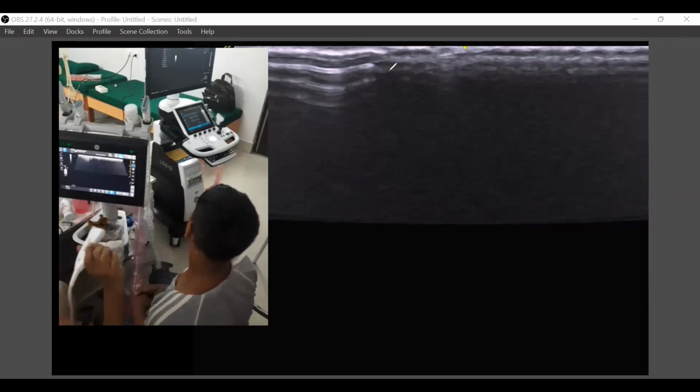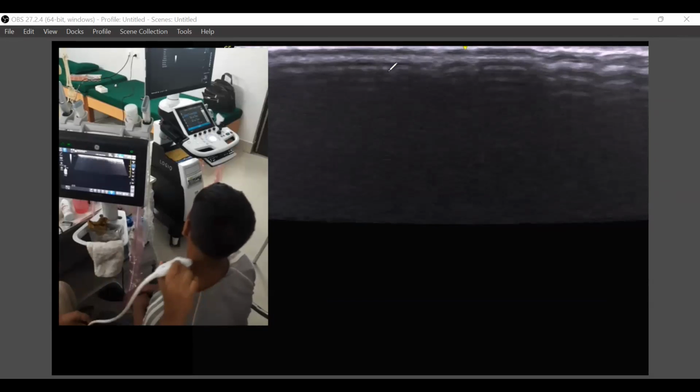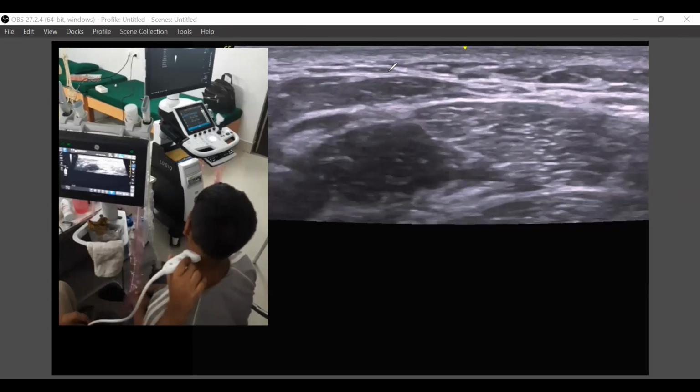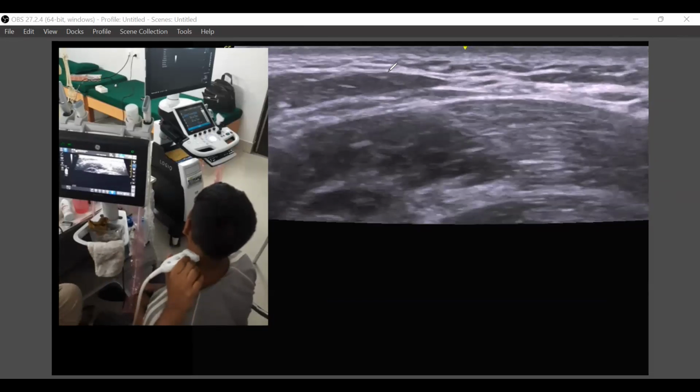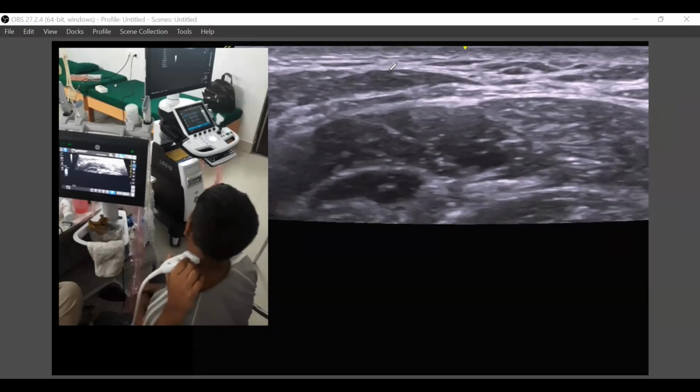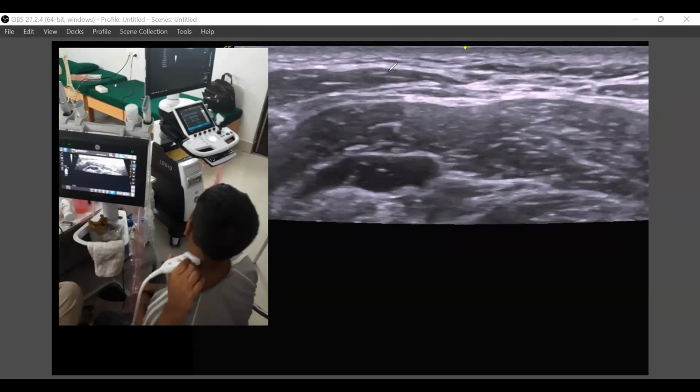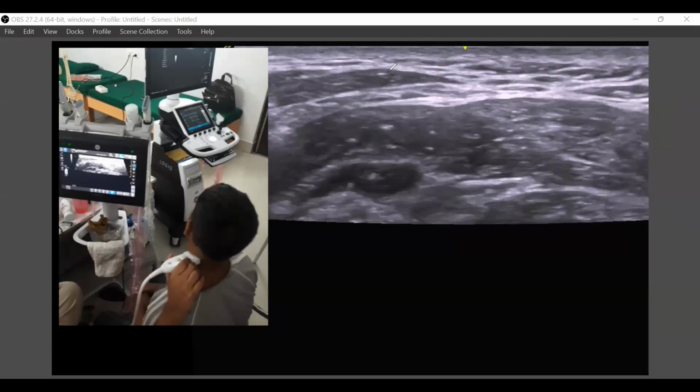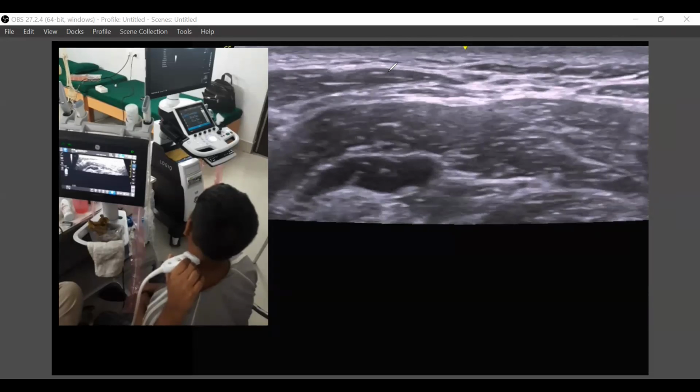One was the lesser occipital, another is your greater auricular. Apart from that, spinal accessory obviously is a cranial nerve. So now these two nerves are very tiny nerves. I'm trying to keep this in the focus exactly. Let me search again. I have to struggle a lot to find these two nerves.